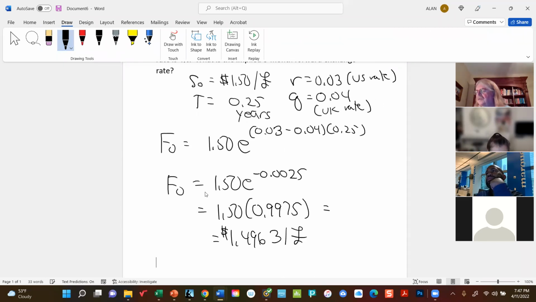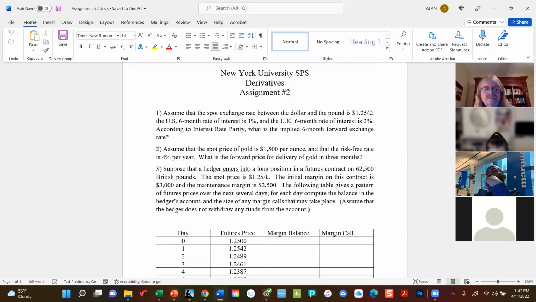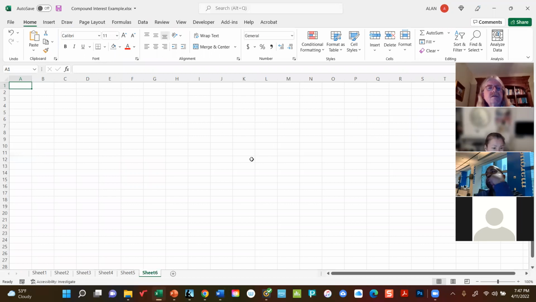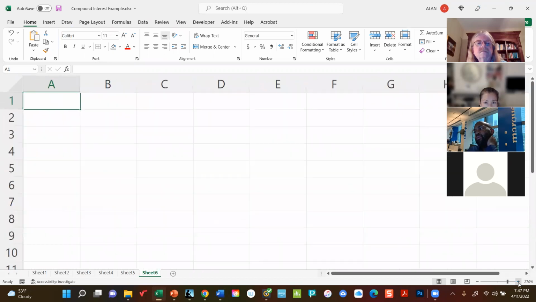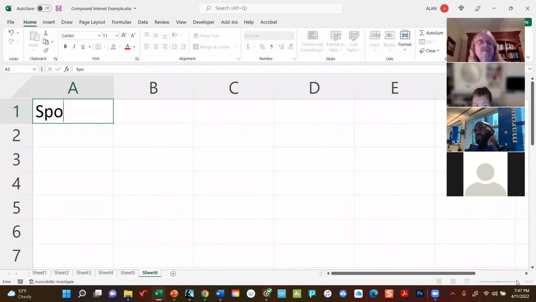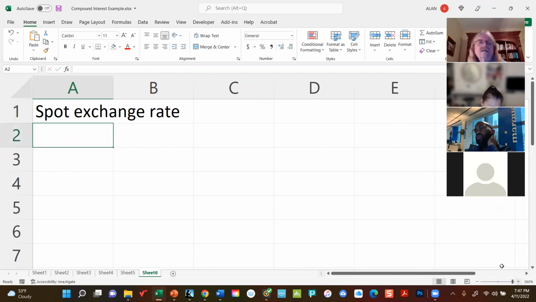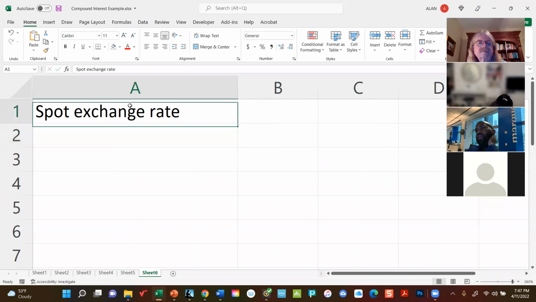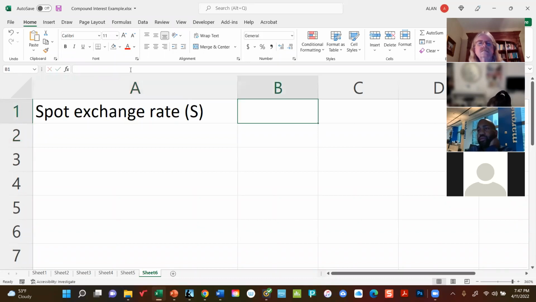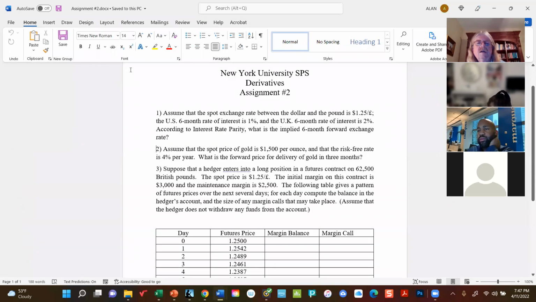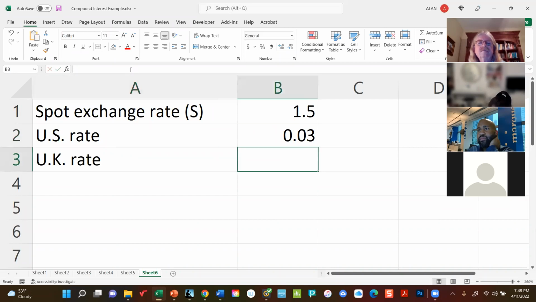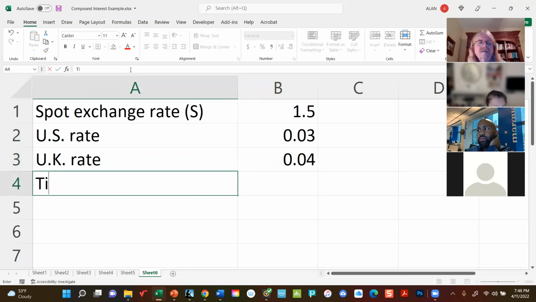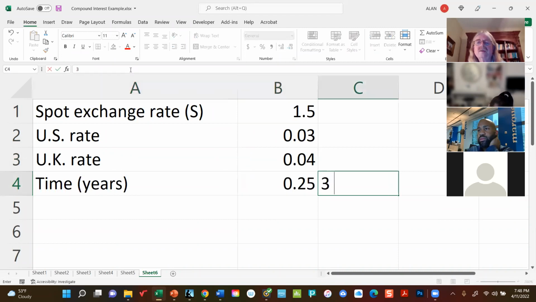All right, so let's copy this into Excel now. We'll gather up all the useful details. The spot exchange rate, which is S, is $1.50. The US rate is 3. The UK rate is 4. The time in years is 0.25, in other words, 3 months.